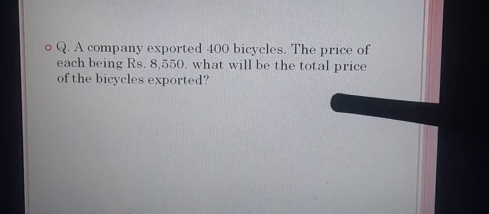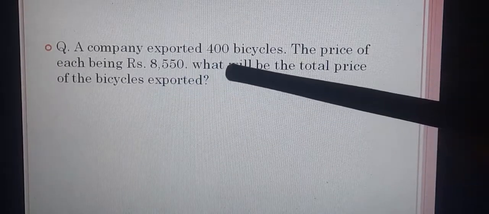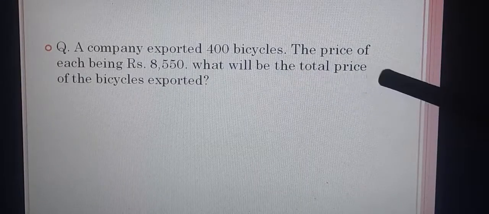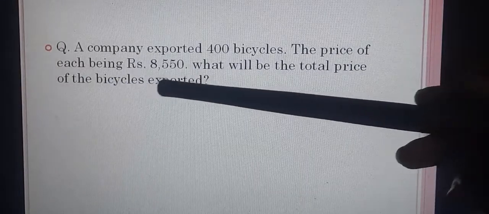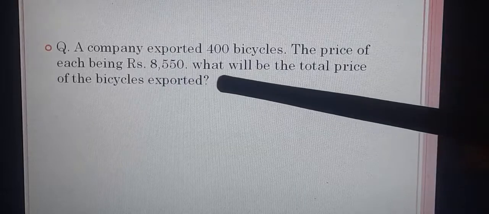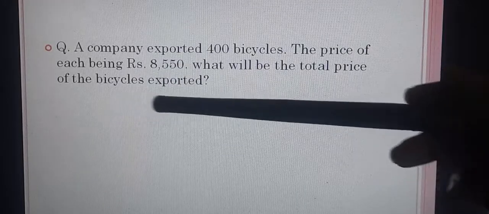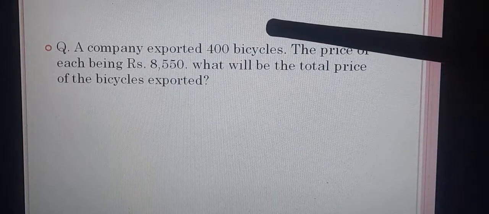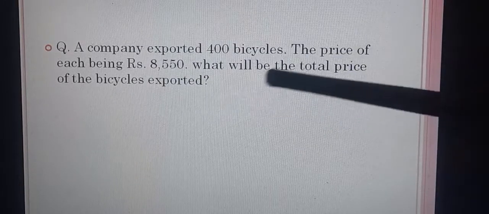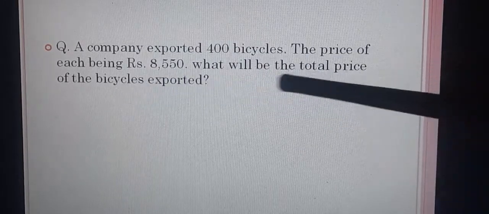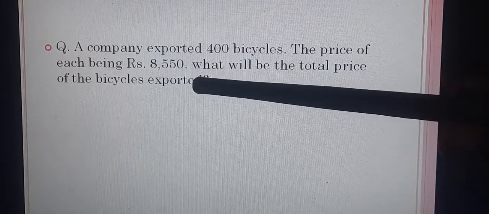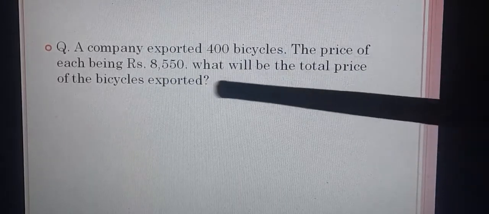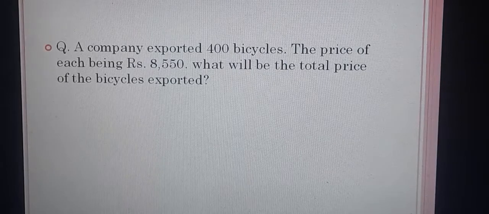Next question. A company exported 400 bicycles, the price of each being rupees 8,550. What will be the total price of bicycles exported? एक कंपनी ने 400 bicycles export की. The price of each being, हर bicycle का प्राइस है 8,550. तो हमें टोटल प्राइस निकालना है जितनी bicycles export हुई हैं.